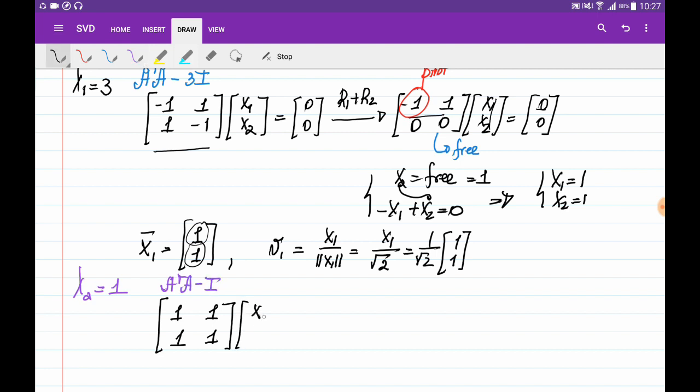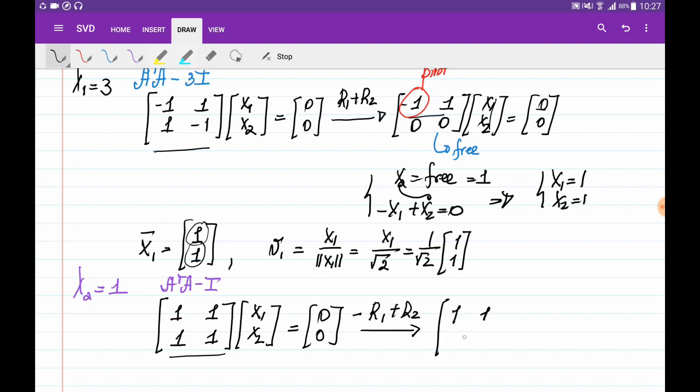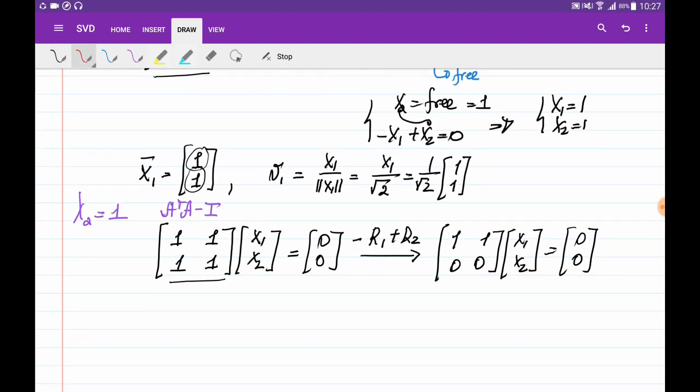Then we need to find a vector with the two components x1 and x2 so that the product becomes 0 and 0. In order to do this, we need to find the null space of this matrix, and we start by reducing it, multiplying the first row by minus 1 and adding it to the second. We obtain the matrix with the 1, 1, 0, 0 components. If we multiply this by x1 and x2, we get 0 and 0. Again, the first column is the pivot column, and the second one is the free column.